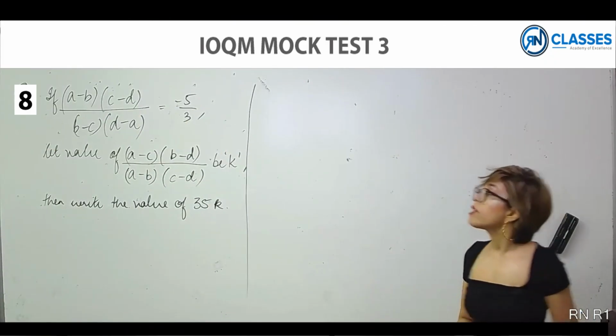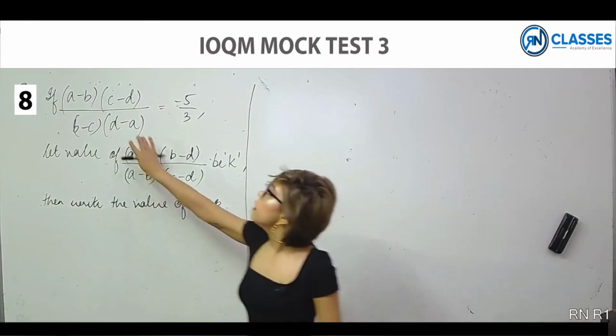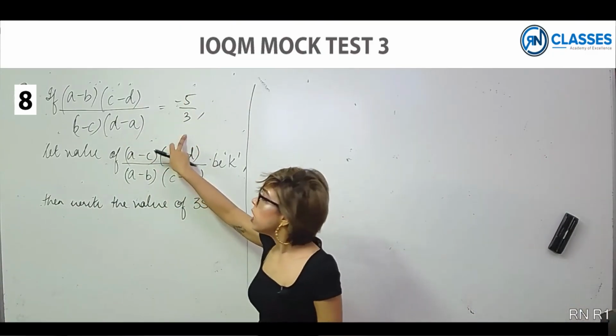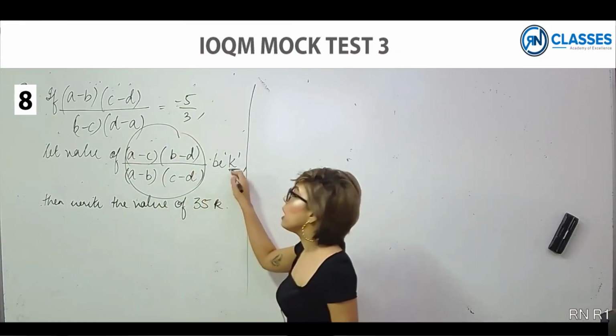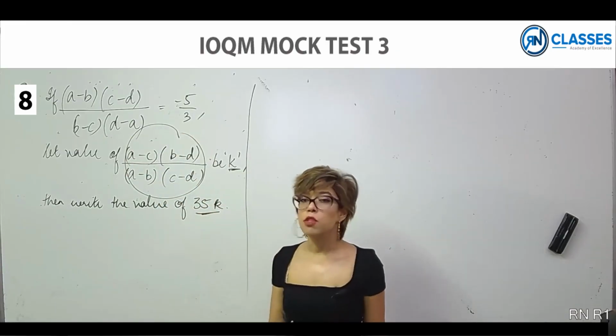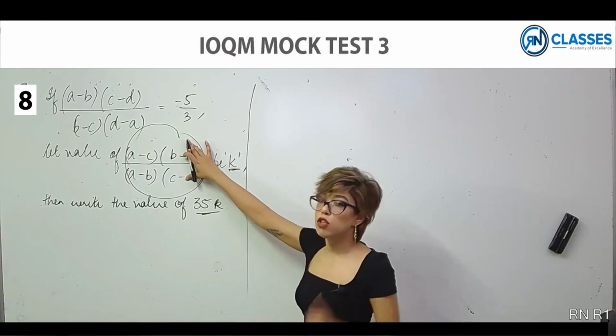Alright, on to the next one. Now he says if this ratio is equal to minus 5 by 3 and then this ratio became K, then find the value of 35K here. So basically I am interested in the value of this ratio.